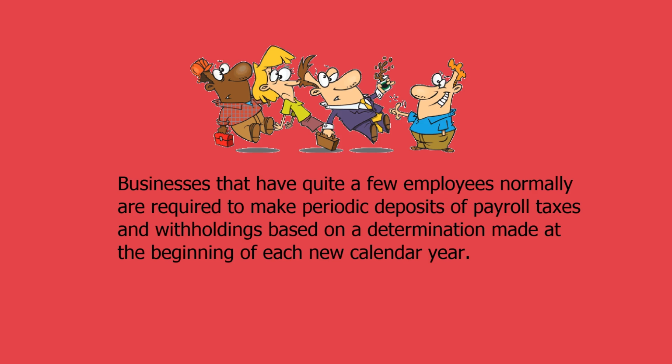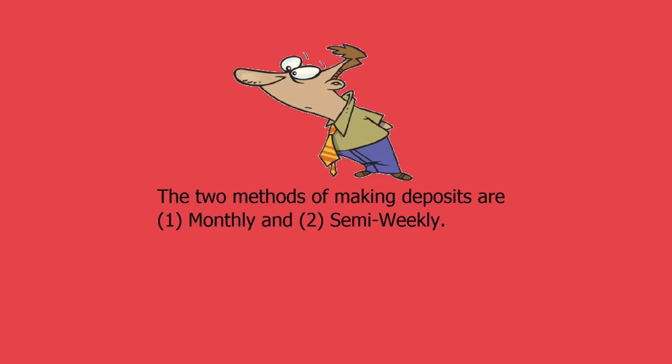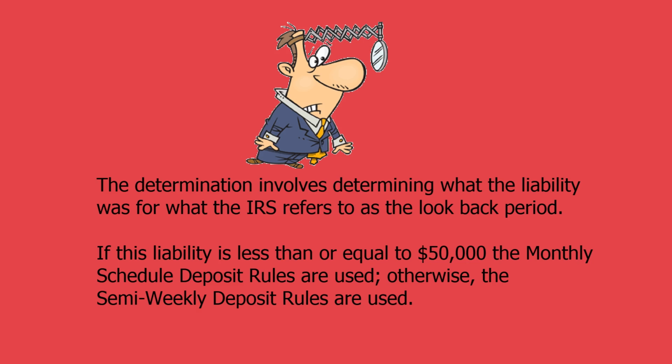Businesses that have quite a few employees normally are required to make periodic deposits of payroll taxes and withholdings based on a determination made at the beginning of each new calendar year. The two methods of making deposits are 1. Monthly and 2. Semi-weekly. The determination involves determining what the liability was for what the IRS refers to as the look-back period. If this liability is less than or equal to $50,000, the monthly scheduled deposit rules are used. Otherwise, the semi-weekly deposit rules are used.